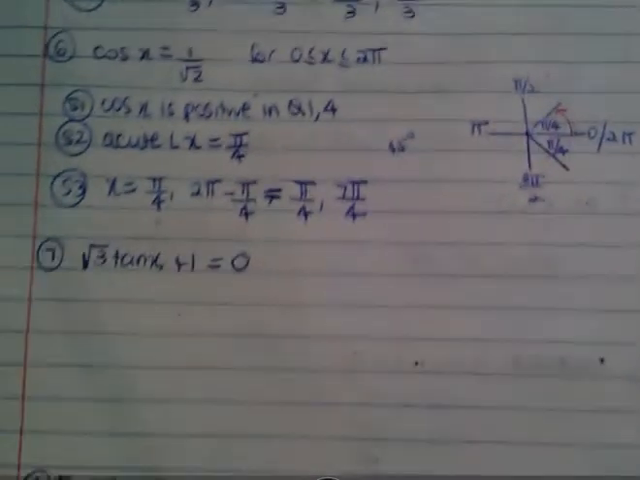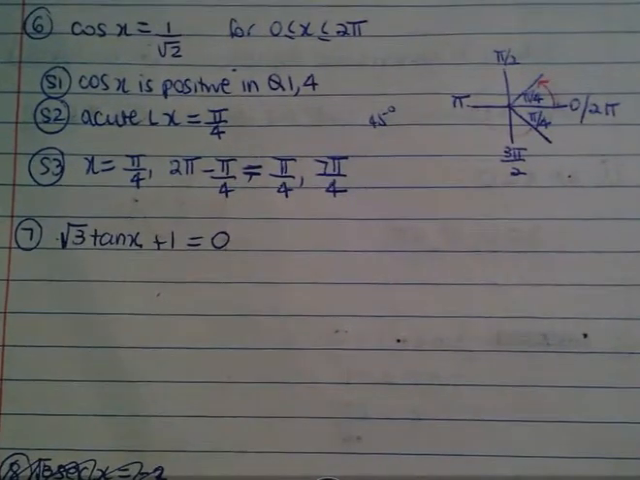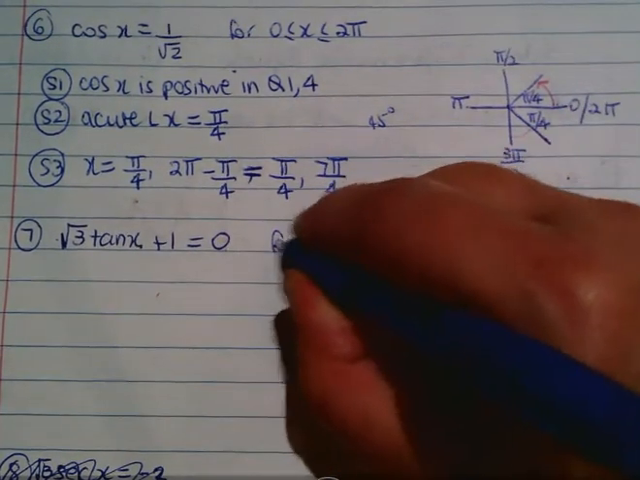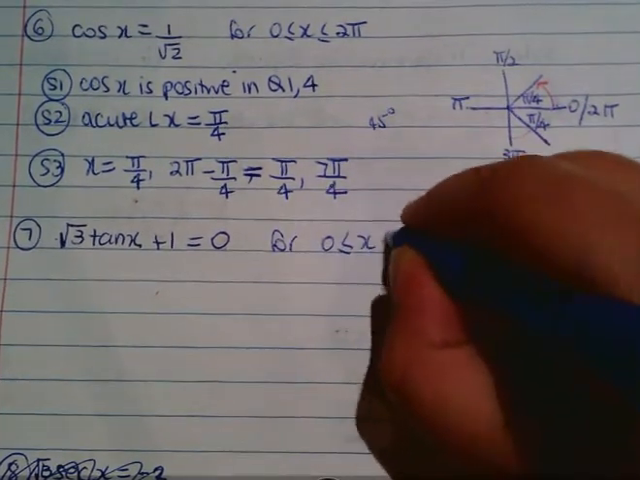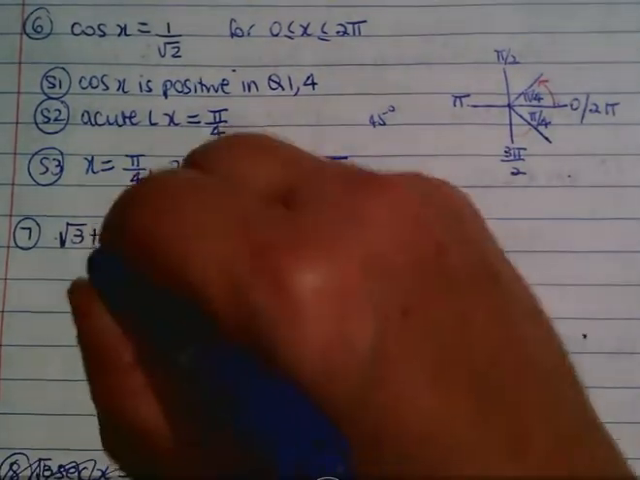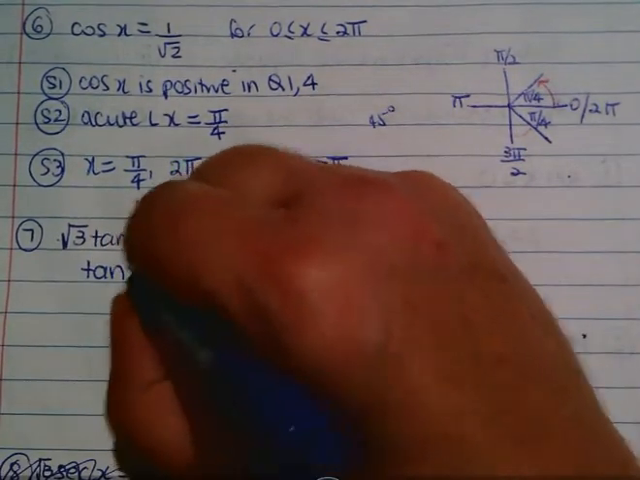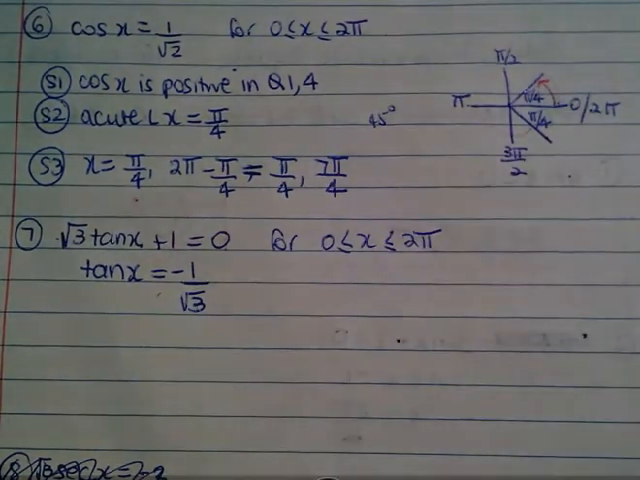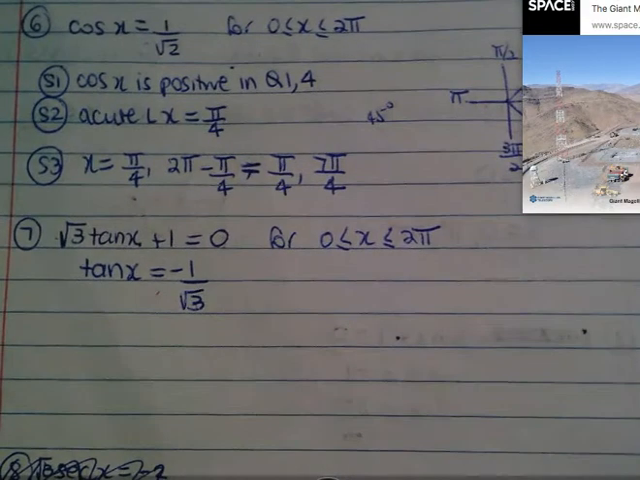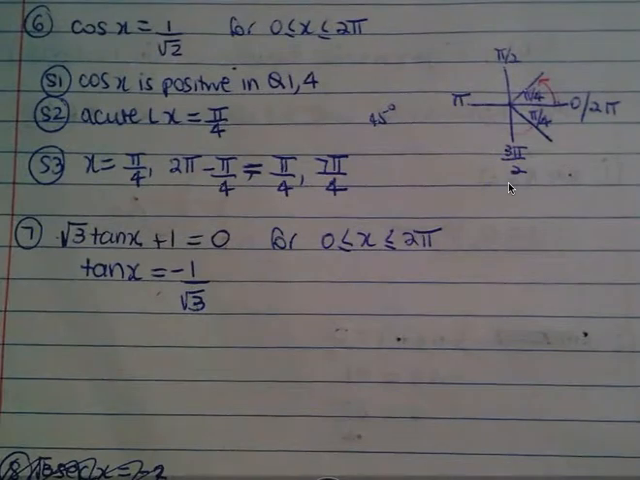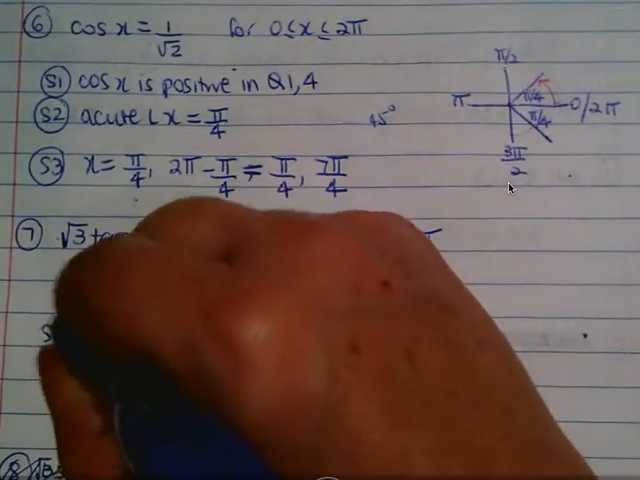Okay, now just another 2 here. Solve this for, we'll just keep going, 0 to 2 pi. Okay, so we rearrange it because we can't solve it that way. So I've got tan x is negative 1 on root 3. Okay, again, the 3 steps.